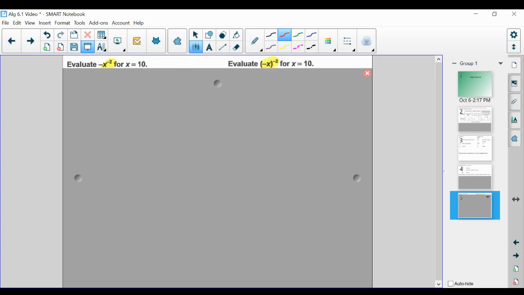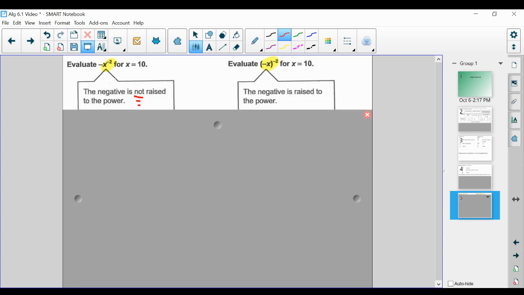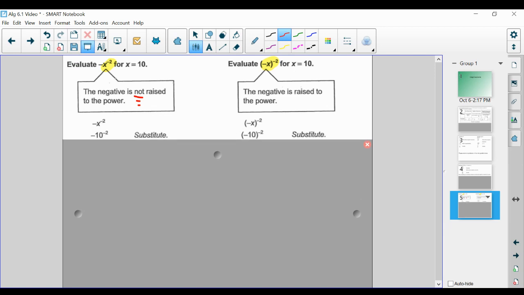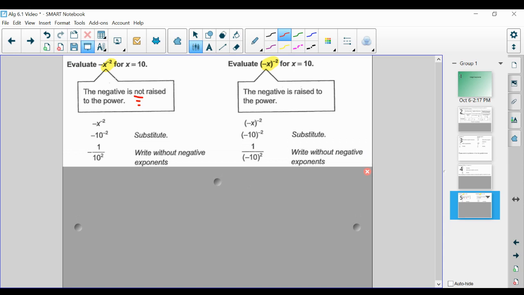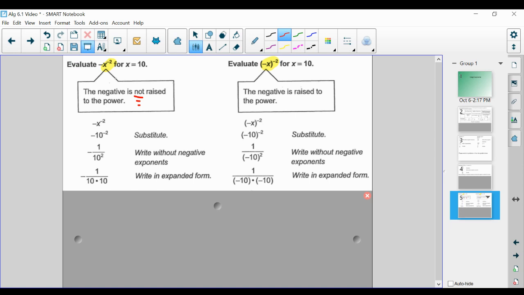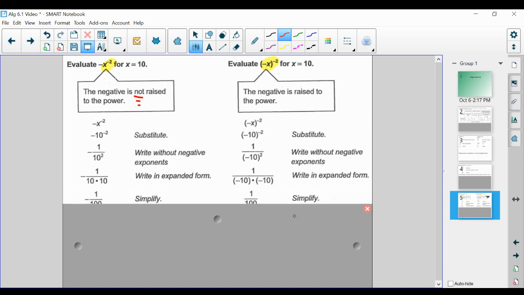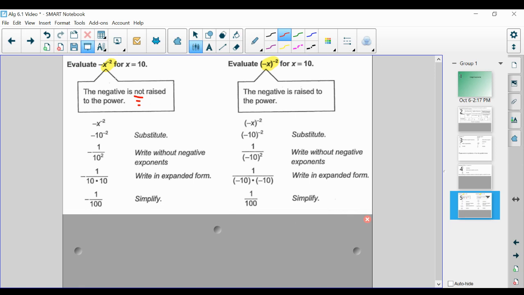So since the exponent is attached to the entire value inside the parentheses, we have to approach it slightly differently because the negative is raised to this power. So when we substitute, it's going to turn into negative 10 all raised to the negative 2nd power. We can write without the use of negative exponents, so we get 1 over negative 10 squared. And now we think, okay, negative 10 squared, that's negative 10 times negative 10. And we know a negative times a negative is a positive. So in this answer, we get 1 over 100.